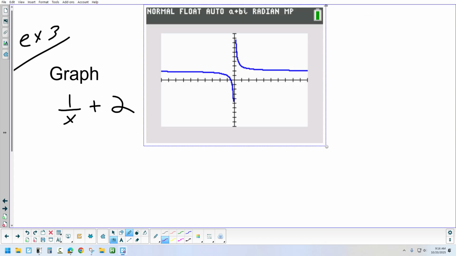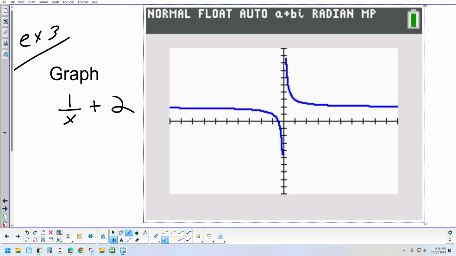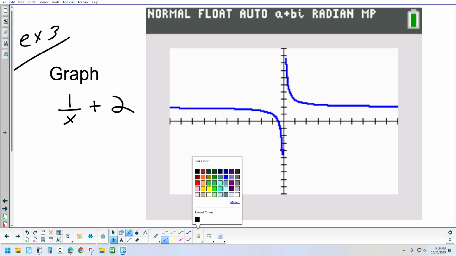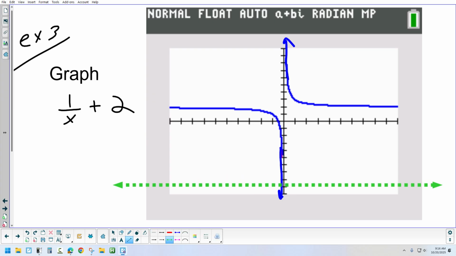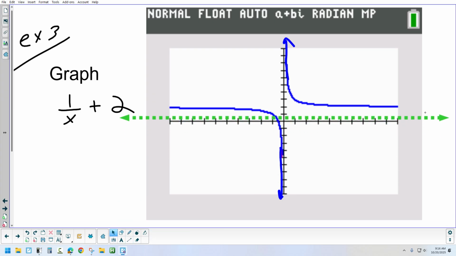Let's put this over here, make that bigger. Remember, this part should keep going down, and this part should keep going up. And now let's put a dotted line in at 2 and see if that looks like a horizontal asymptote. Let's put it at 2, right about there. Okay, what do we think? Does that look like a horizontal asymptote in this graph?